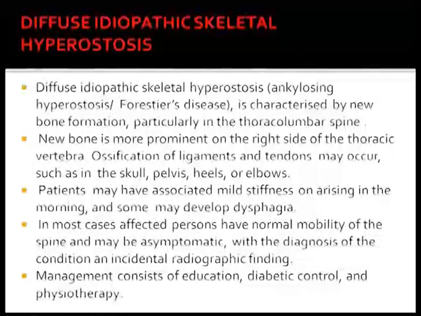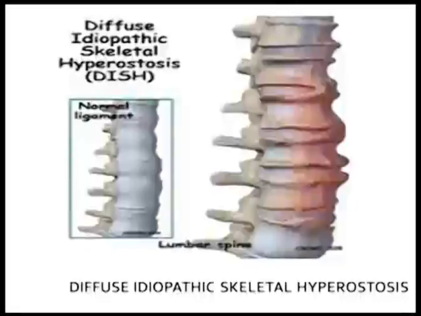And this is the photograph of DISH. You can see that on the left, the spine is normal, but on the right, a lot of new bone has deposited on the ligaments, and this is extra bone deposition, and this can be seen very clearly on an X-ray. This is just a diagrammatic figure.